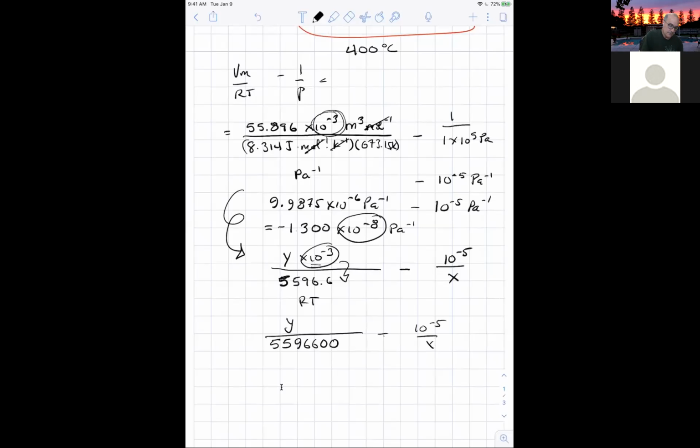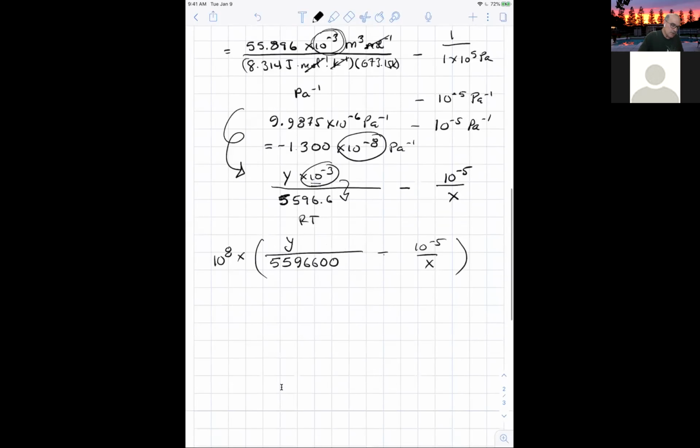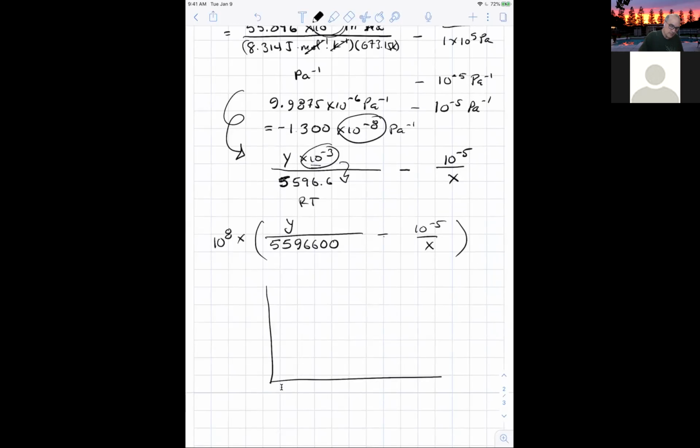Would you do the same for the second term, or just leave it like that? I could. Oh, no, because it's an extra. The other thing I want to do is multiply the number by 10 to the 8. So then what that means is when I do my plot, I'm going to say Vm over RT minus 1 over P, divided by 10 to the minus 8, and then whatever the units are. I guess it's pascals minus 1. So this is what my units are going to say on my plot.